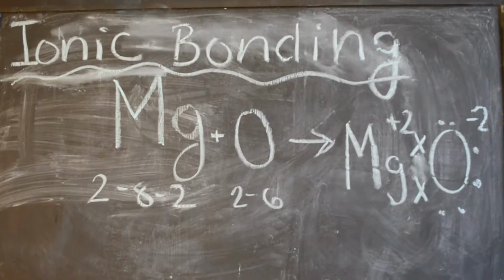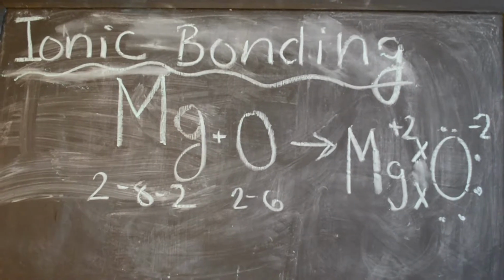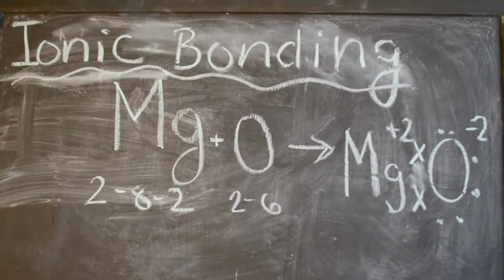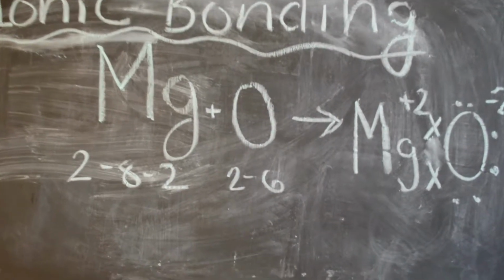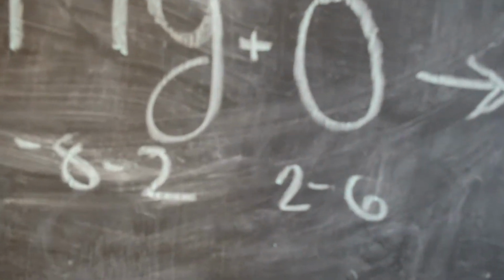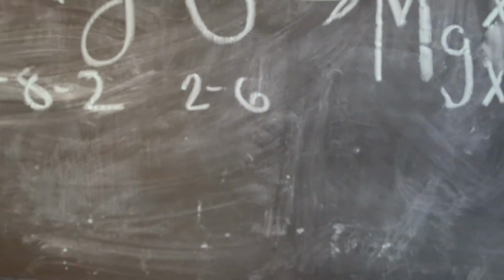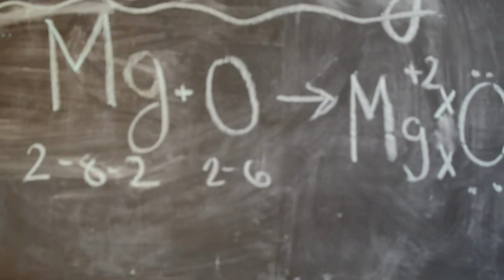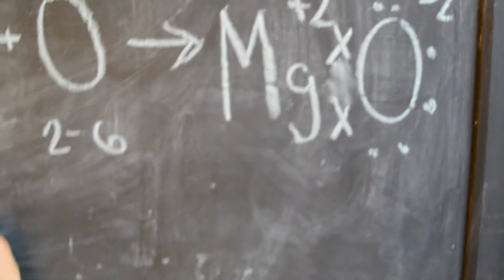Okay, here's an example of ionic bonding. Magnesium and oxygen are two elements that form an ionic bond. Magnesium has 2 electrons in its valence shell, and oxygen has 6 electrons in its valence shell. In order to be stable, magnesium will give 2 electrons to form magnesium oxide.